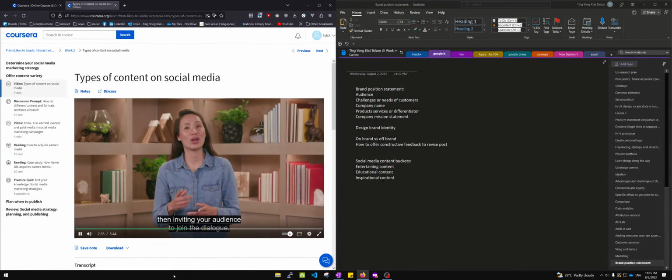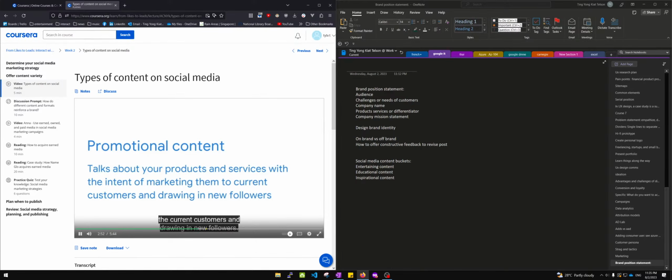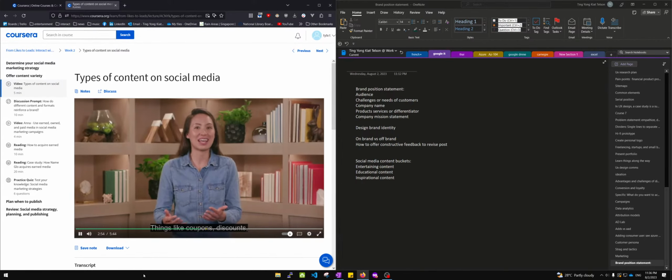You can also ask a question, invite people to complete a poll, have them fill in the blank, or even ask for advice. Promotional content talks about your product and service with the intent of marketing to the current customers and drawing in new followers. Things like coupons, discounts, or free gifts for signups can boost sales and encourage people to buy things that they may not have purchased before.